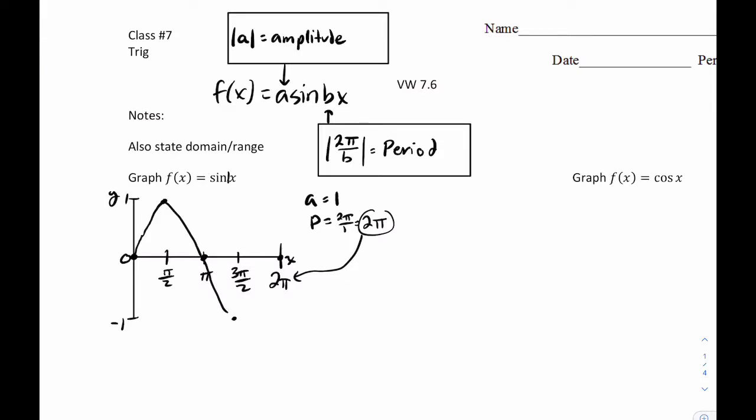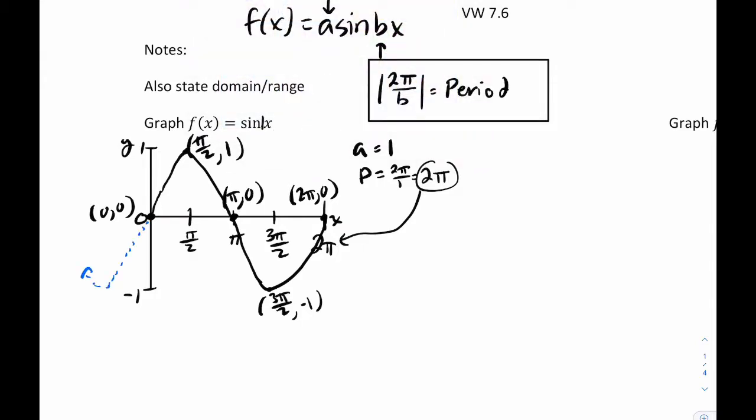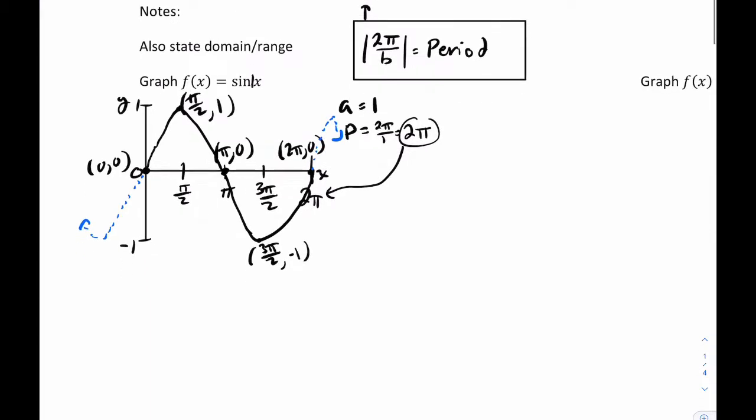So now here's your graph. I'm going to label my points. So that's 0, 0, pi over 2, 1, pi 0, 3 pi over 2, negative 1, and 2 pi 0. This is one period, and of course, because this goes on forever, if you wanted to, you could illustrate that this continues indefinitely. But for our class, we're just going to graph one period.